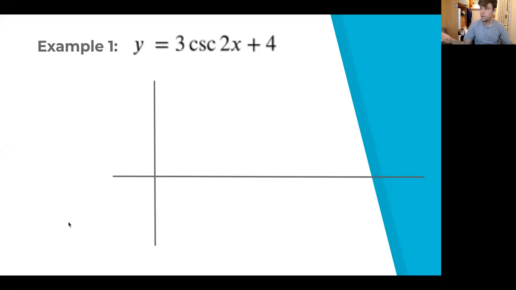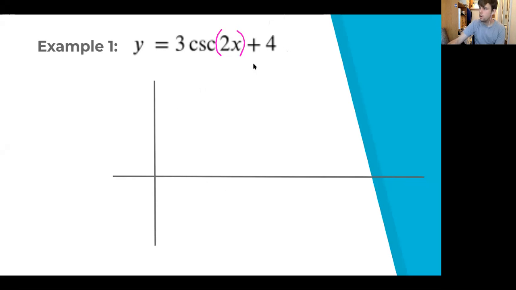All right, so we're going to be going over some examples of actually graphing secant and cosecant. So here we have our first one: 3 times cosecant 2x plus 4. Small thing here, just make sure we know what's actually inside the cosecant function. So this is inside, that plus 4 is on the end. Sometimes there's parentheses around this, sometimes there's not.